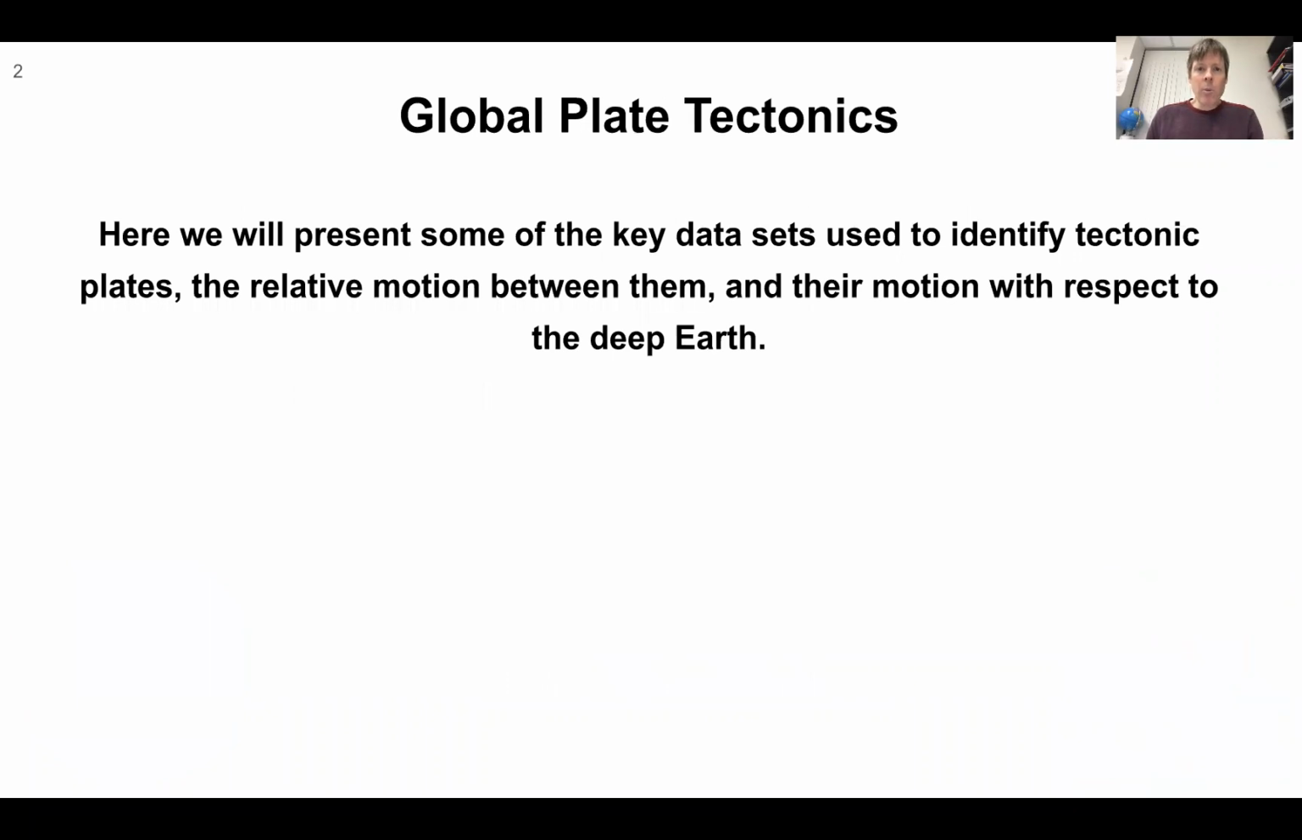The topic here is global plate tectonics. We will present evidence of some of the key data sets used to identify tectonic plates, the relative motion between them, and their motion with respect to the deep Earth.